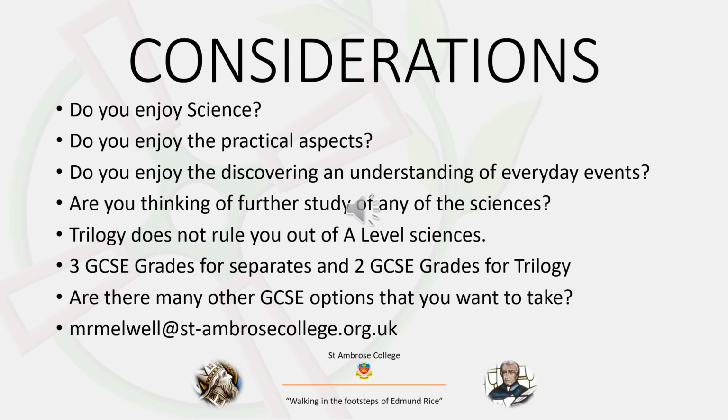You will get 3 GCSE grades, 1 for each of the 3 separate sciences, and 2 GCSE grades for trilogy. Those grades will either be 2 identical grades or 2 grades that are one number apart. So for example, if you got a 7-7 in trilogy, that's the middle of a level 7. An 8-7 is the top end of a 7, bottom end of an 8. Or a 6-7, the bottom end of a 7, the top end of a 6. You may well decide that there are many other options that you want to take for GCSE and you don't want to limit your choices at the moment, so that might be a reason for going via the trilogy route.